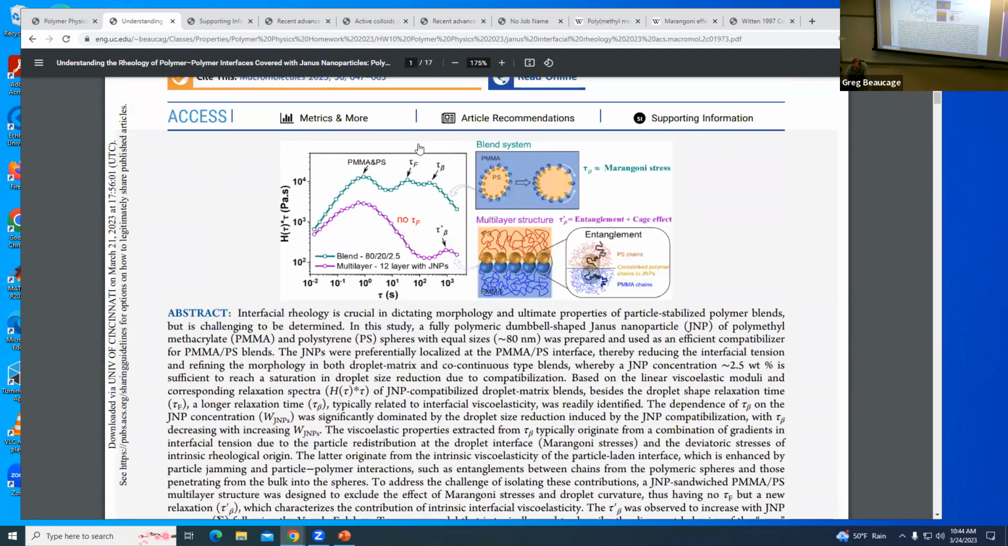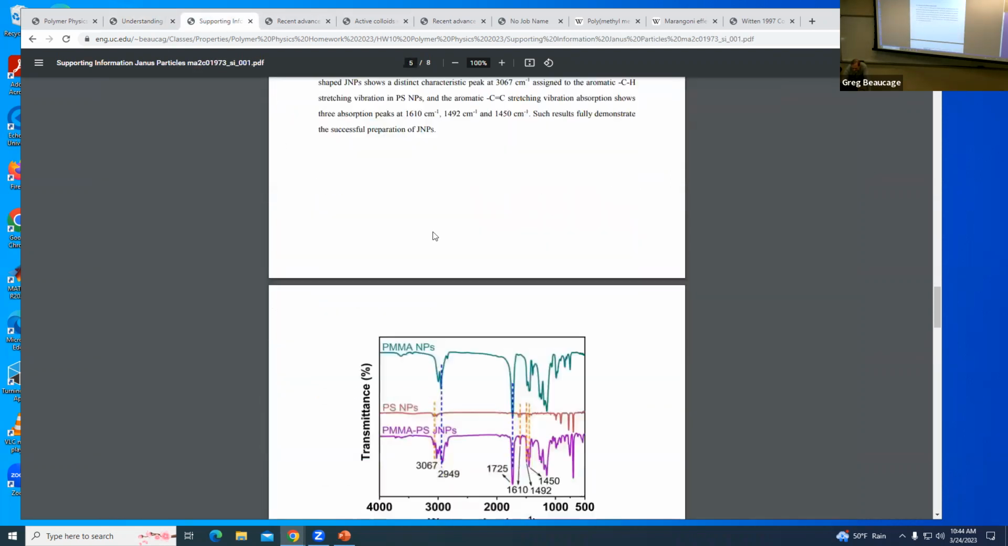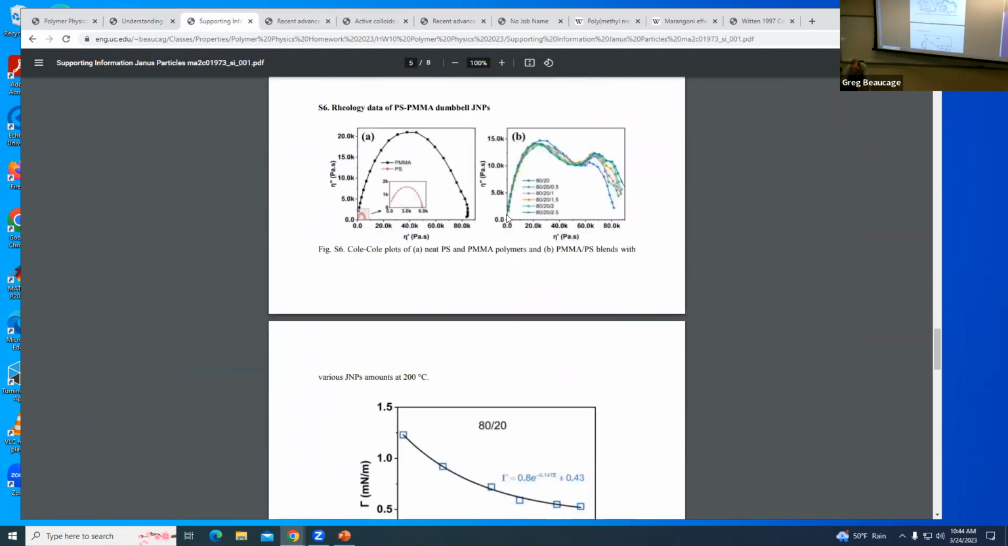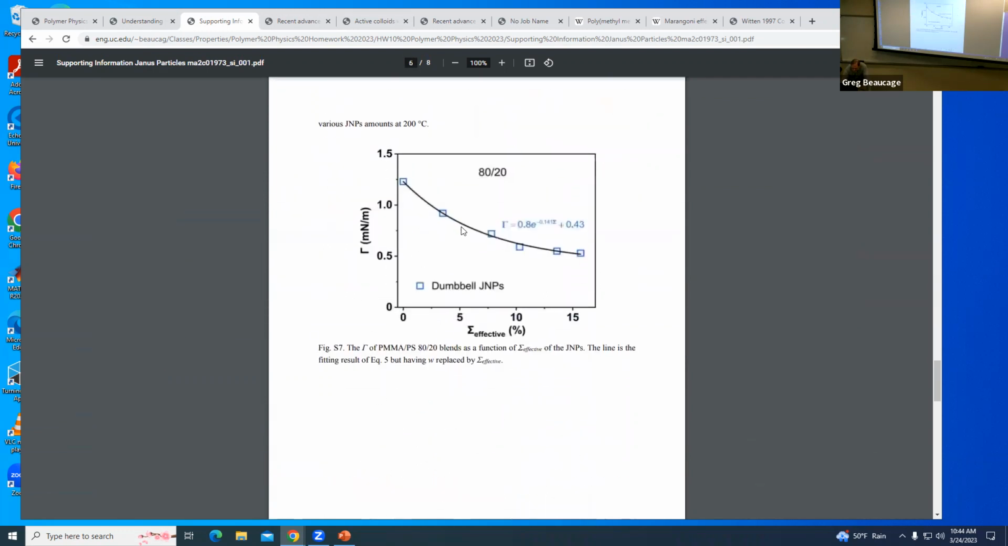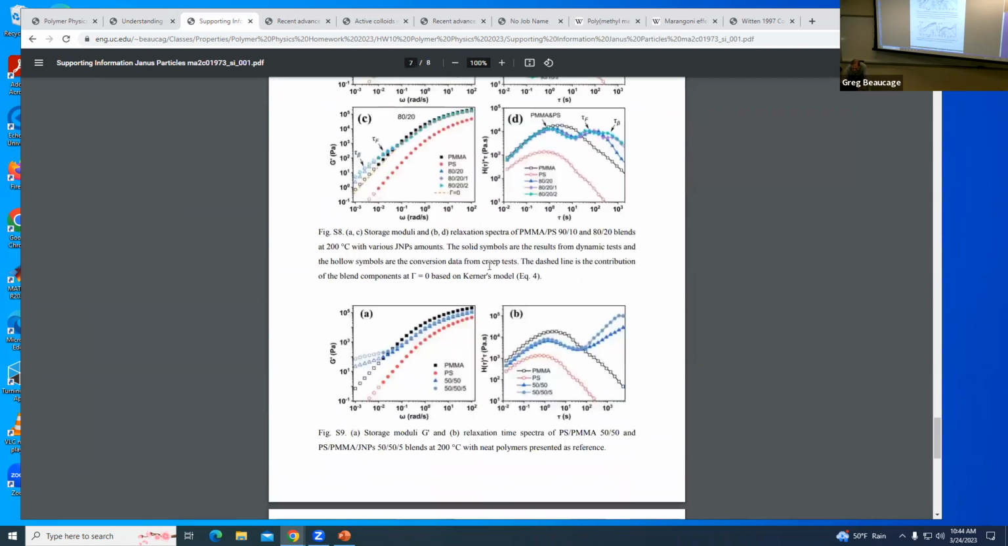Anyway, he's getting these two relaxations. First there's a relaxation that's just due to the polymers, right? He shows that down here somewhere. He shows the pure polymer, I think it's S8, S9. This is a pure polymer, it's just got the one hump, right? The black is PMMA, the red is polystyrene. So they have their relaxation spectrum. They have a relaxation time, like a glass transition. That's it, so that hump.